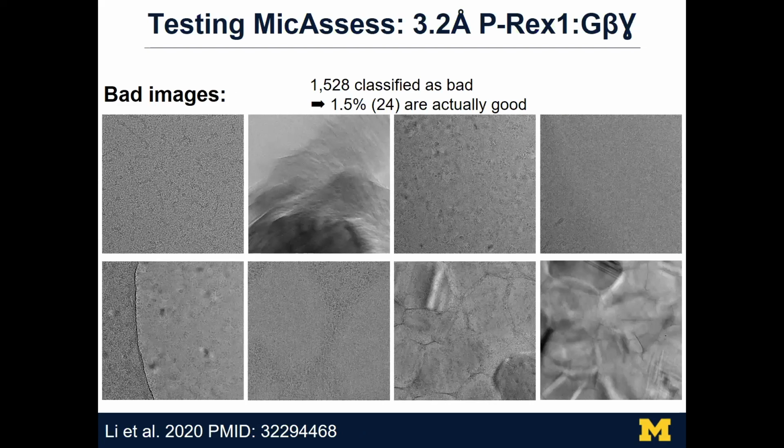So MicAssess performed very well on this testing data set. It has very few false negatives. It classified about 1,500 micrographs as bad ones, but only 24 of them were actually good. Basically, we manually looked through all of them, and only 24 are good ones being misclassified.